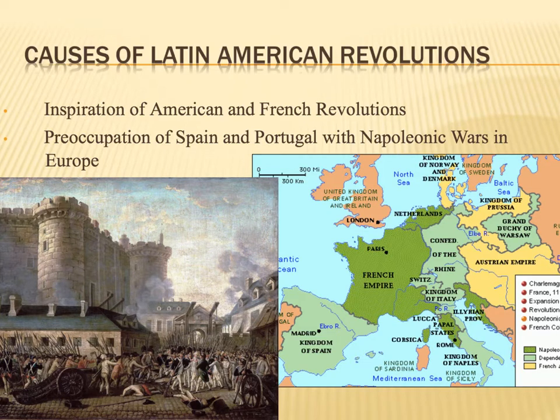The people in Latin America had also already witnessed the success of the American and the French Revolution. So they had seen other people rise up against their government and form new types of government. In the Americas, in the United States, becoming independent. In France, forming a new type of government. And so they kind of saw both the positives and negatives of those revolutions and took the parts that they wanted to model their own revolutions after.